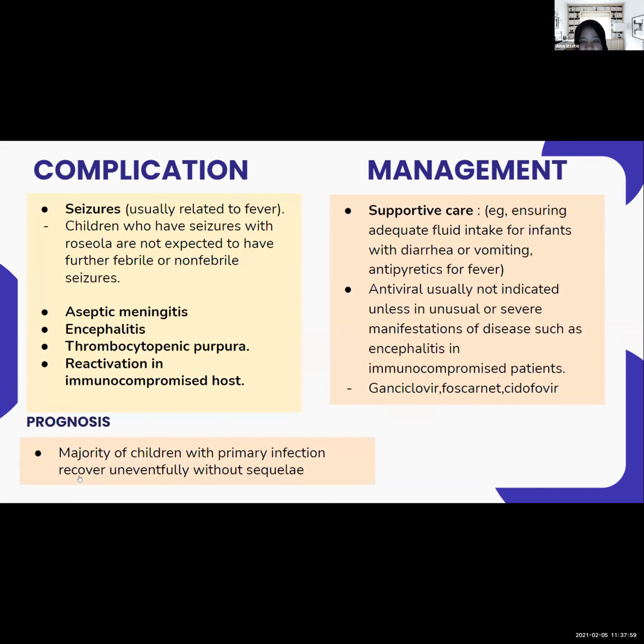And for management, there is no specific therapy, but mainly we focus on supportive care, such as ensuring adequate fluid intake for infants with diarrhea and vomiting, and symptomatic treatment for signs such as fever. Antiviral is usually not indicated unless in unusual or severe manifestations of the disease, such as encephalitis in immunocompromised patients, and we can give ganciclovir, foscarnet, and cidofovir.